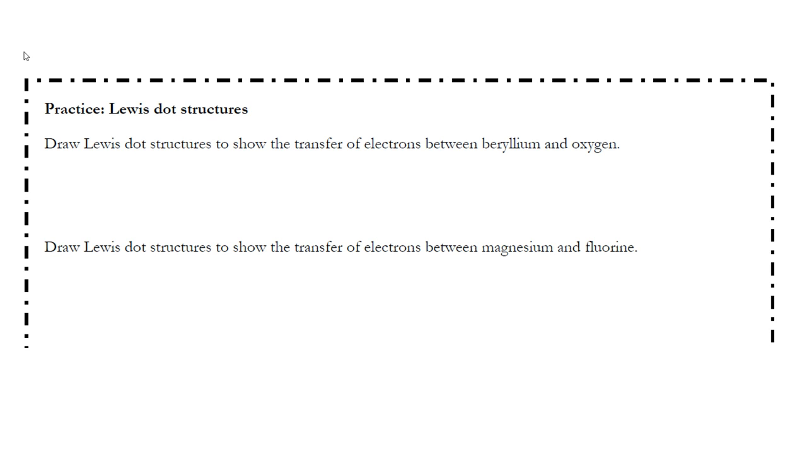So here's a quick little review video on how to draw Lewis dot structures and then figure out VSEPR shape from the Lewis dot structures. So when we're looking at transfer of electrons, those are ionic bonds.